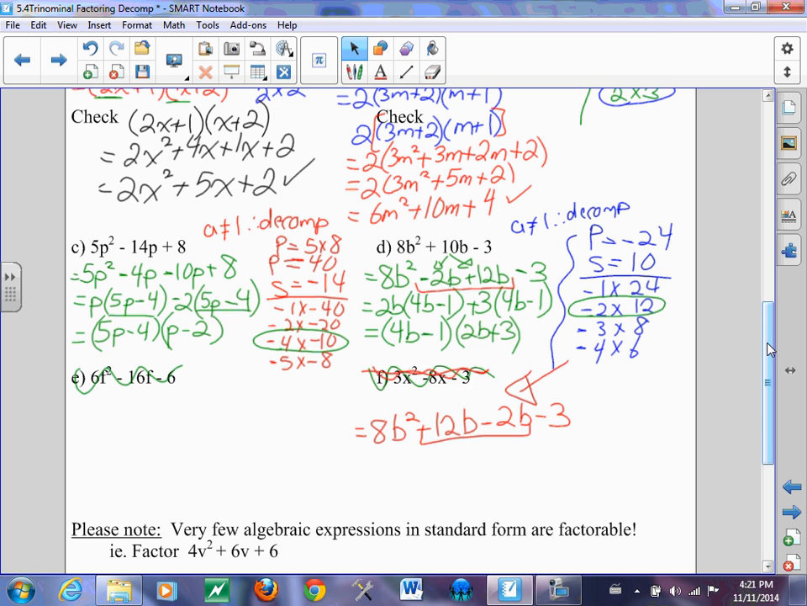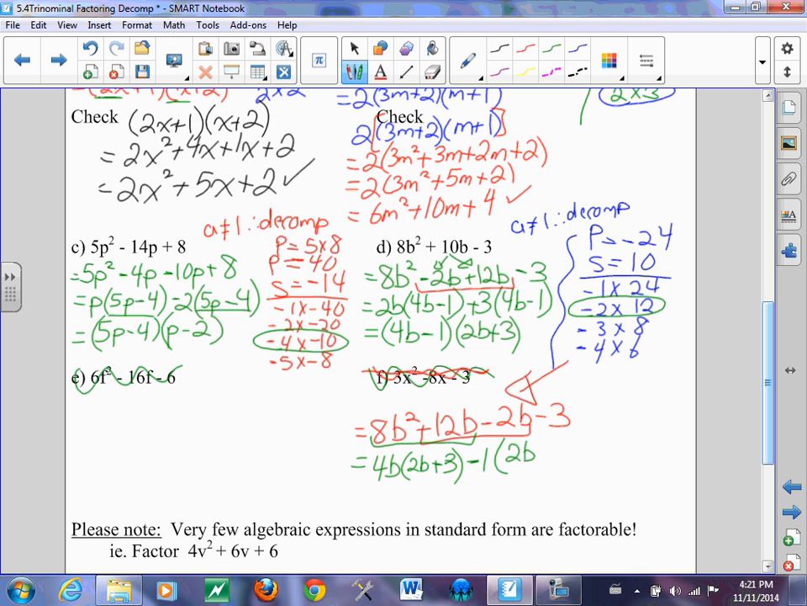Watch what happens here, folks. What's common in the first two terms? Now I have a 4b. What's left over? 2b plus 3. Everybody good with that? What's common in the last two terms? A negative 1. So we have a 2b plus 3.